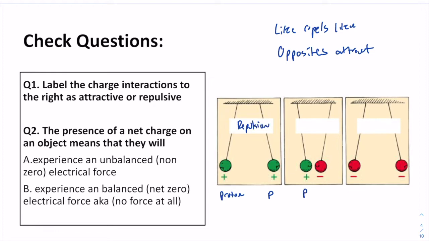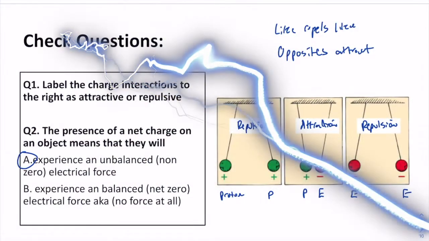Here we have a proton and an electron, and we have an electron and an electron. All right, go ahead and attempt it on your own. Okay, we have attraction here, and we have repulsion here. Not too bad. Okay, question 2 says the presence of a net charge in an object means that they will A, experience an unbalanced non-zero electrical force, or B, experience a balanced net zero electrical force, aka no force at all. Well, if we have a net charge, that means we have too many or too few electrons, and then we're going to have our atom try to balance itself through an electrical force. So our answer is A.